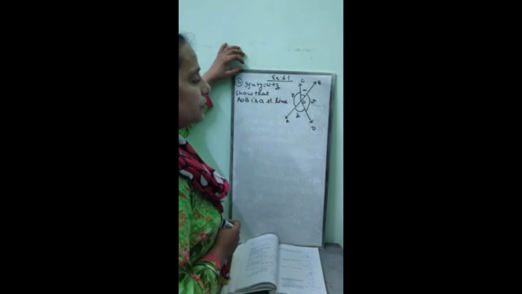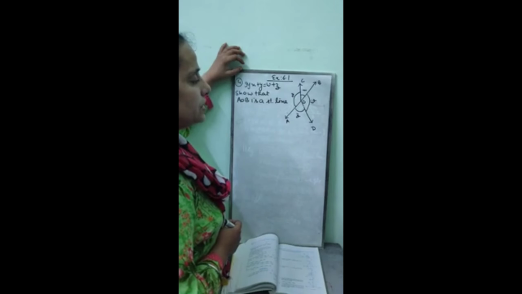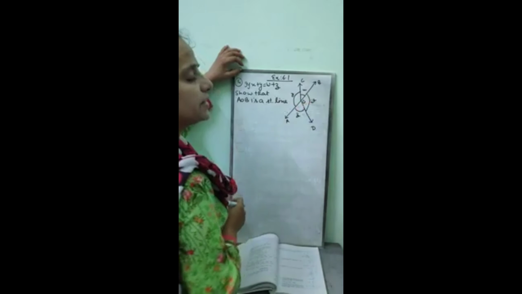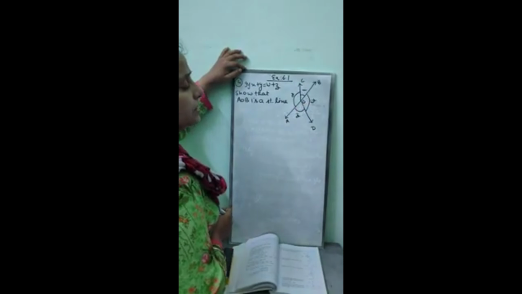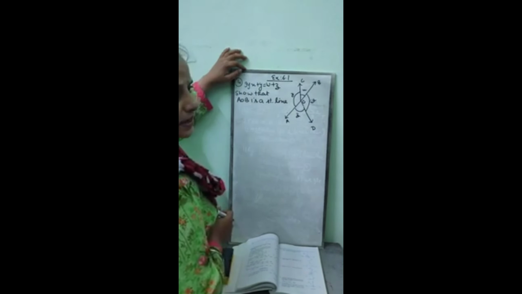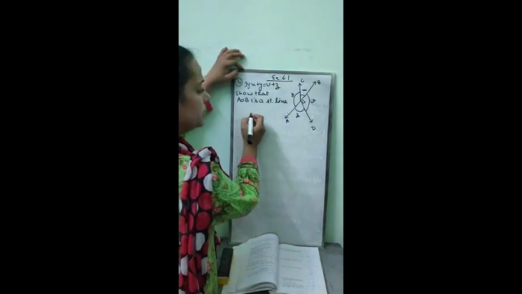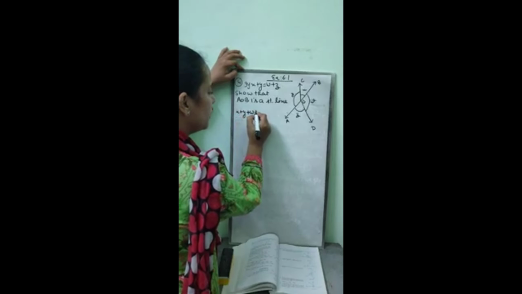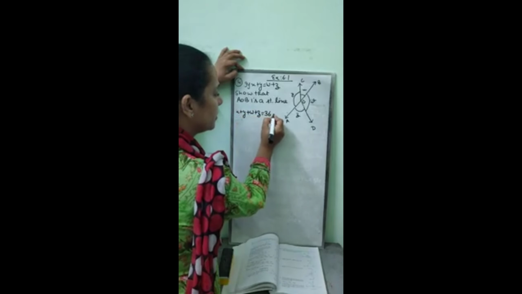We need to find whether AOB is a straight line or not. When will AOB be a straight line? When x plus y is 180 or w plus z is 180. Right? It means a linear pair from any one side should be 180. Clear? See students, you know x plus y plus w plus z is 360 degrees.